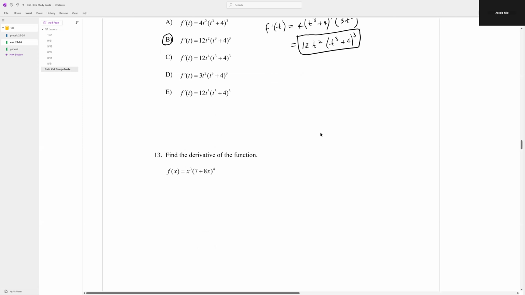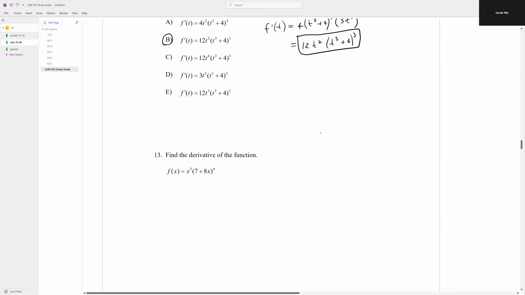Next question. Here I have to use multiple rules. I first am going to use product rule because I have a product of two functions, x cubed and 7 plus 8x to the fourth. But then after that, I'm going to also have to use chain rule when I'm finding the derivative of 7 plus 8x to the fourth, because that's a composition of two functions, right? We have a power 4 on the outside and the 7 plus 8x on the inside.